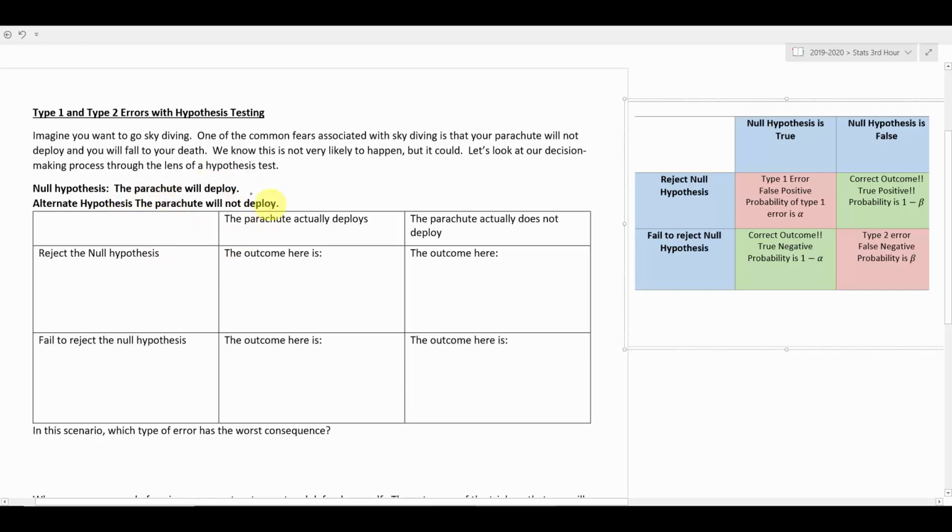Let's say we run our hypothesis test. We're standing here making a decision about whether or not to go skydiving. And let's say that we reject the null hypothesis, which means we reject the idea that the parachute's going to deploy. So we have made a decision. If we are going to assume that the parachute's not going to work, we're not going skydiving. If we're rejecting the null hypothesis, we're not going skydiving.